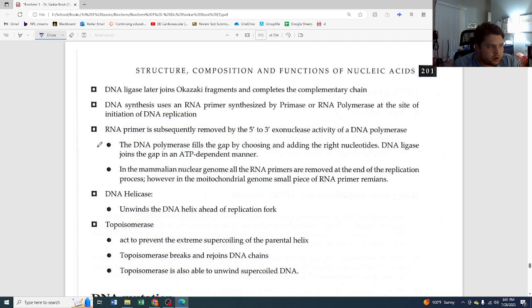DNA synthesis uses an RNA primer synthesized by primase or RNA polymerase at the site of initiation of DNA replication. The RNA primer is subsequently removed by the 5' to 3' exonuclease activity of a DNA polymerase. The DNA polymerase fills the gap by choosing and adding the right nucleotides. DNA ligase joins the gap in an ATP-dependent manner. In the mammalian nuclear genome, all the RNA primers are removed at the end of the replication process. However, in the mitochondrial genome, small pieces of RNA primer remain.